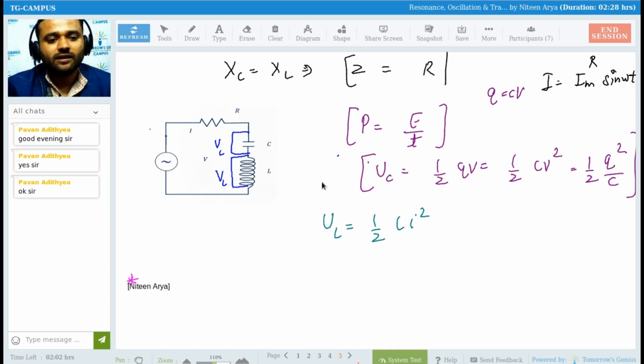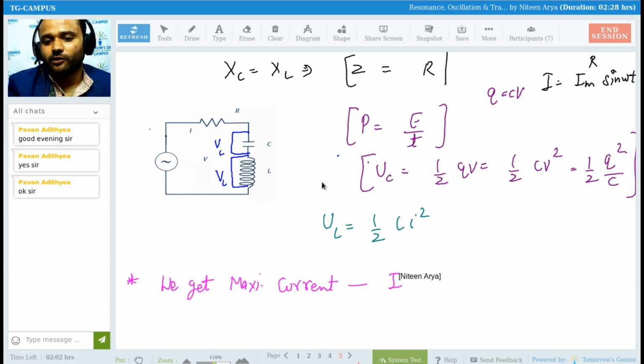The second thing is in the condition also: get maximum current. What is the use of that? Whenever I make a circuit, I tune the frequency of a component in such a way that XC cancels XL, and that LCR circuit behaves like a resonant circuit. I get maximum current and minimum impedance. If I get the minimum impedance, I can get the maximum current, maximum power, less energy loss, less power loss, everything. That is why we are focusing on this. Is this clear?